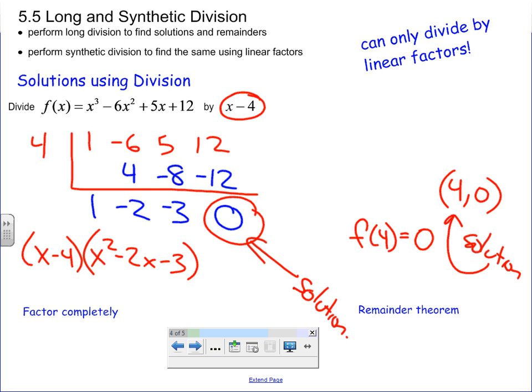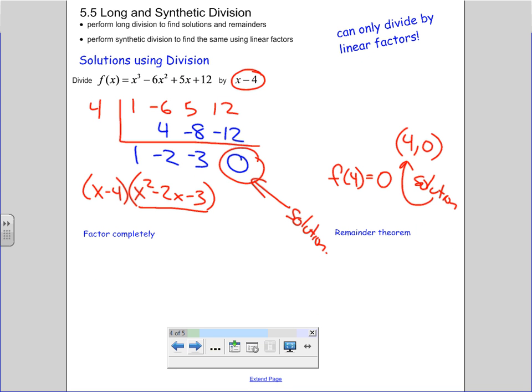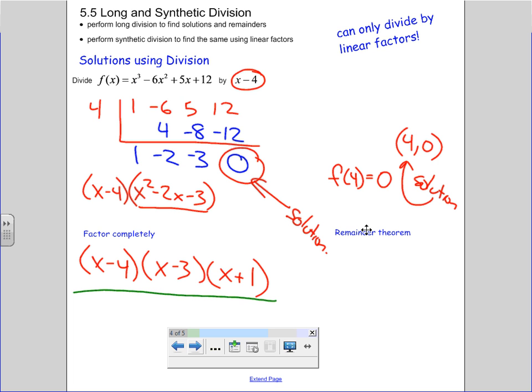But notice, knowing what we know about quadratics, can we go ahead and simplify that? Well, we can. So we can say this is x minus 4, and let's factor the back half. Two numbers that multiply to negative 3 and add to negative 2. We're going to have x minus 3 here and x plus 1. Okay? Now notice, that is factored completely. So synthetic division is a good way to break something down if you know where to start.